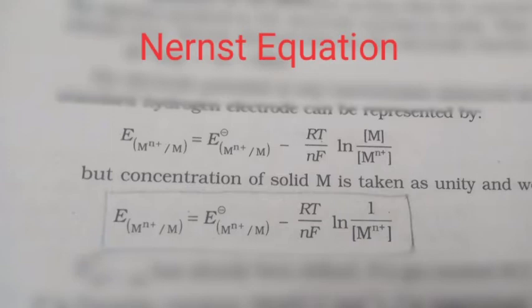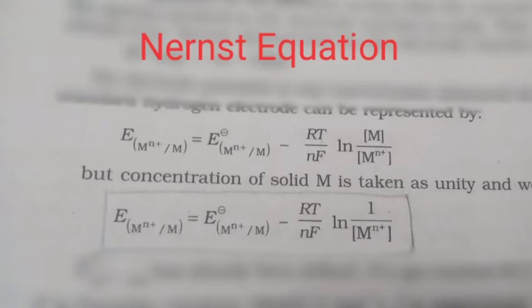E cell equals E naught cell minus RT by nF into ln concentration of metal by concentration of metal ion, and concentration of solid metal is taken as unity, so the final equation is ln 1 by concentration of metal ion. Let's see the abbreviation for every term one by one.